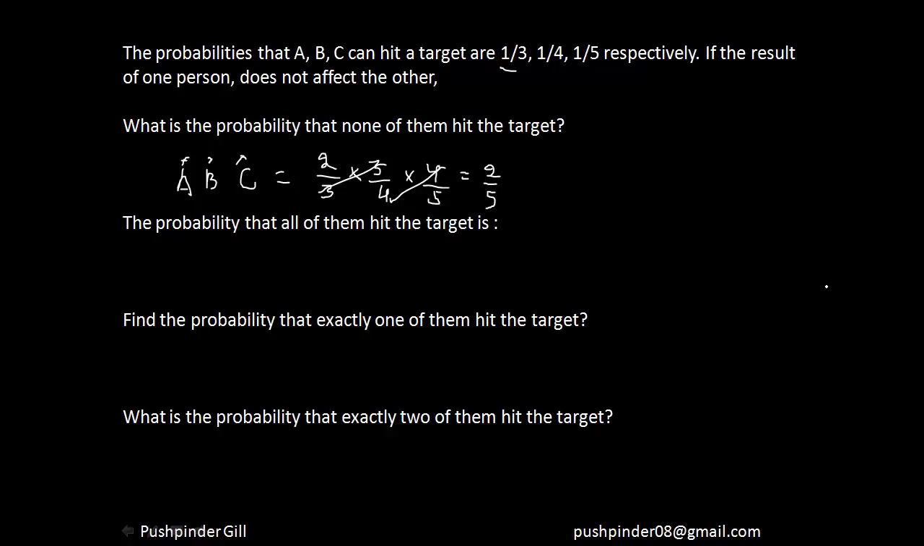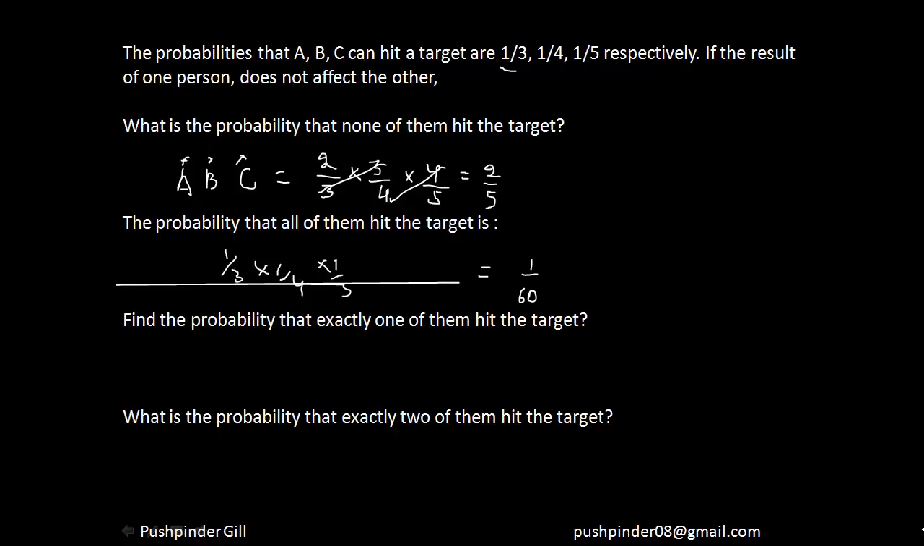So if you see, this and this get cancelled, and the probability that none of them hits the target is this, right? Now we have to find the probability that all of them hit the target, that A also hits the target, B also hits the target, and C also hits the target, which is nothing but the multiplication of all the probabilities, which is 1 by 3 into 1 by 4 into 1 by 5, which is equal to 1 by 60. Right? I hope everyone understood.